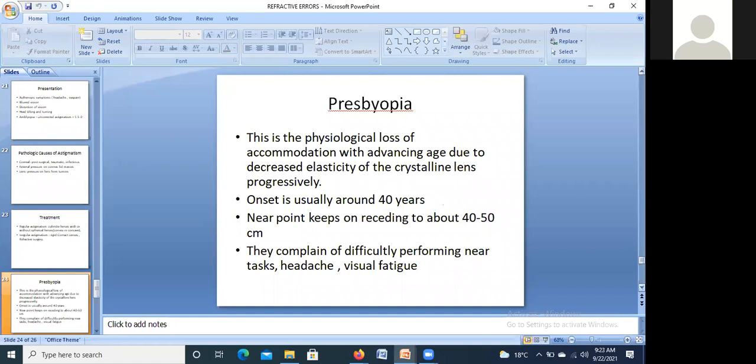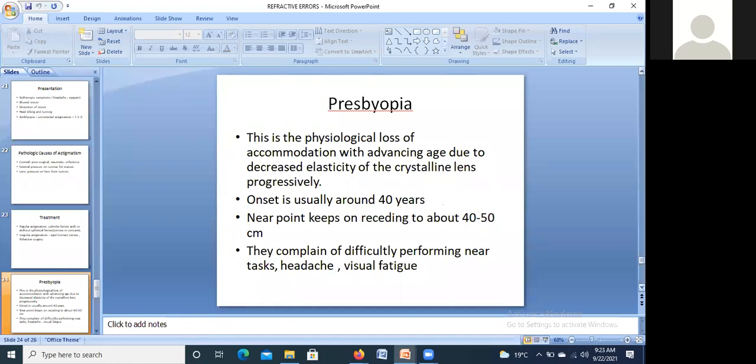Normally we have the near point. The near point in an infant is about 7 centimeters, whereas in a normal adolescent it is about 20, and then when you go up to 20, 30 years, about 25 centimeters. But as you grow older, at 40 years, the near point almost goes beyond 40 centimeters, goes up to 50 centimeters. So the near point keeps on receding with age because of that loss of elasticity of the lens.